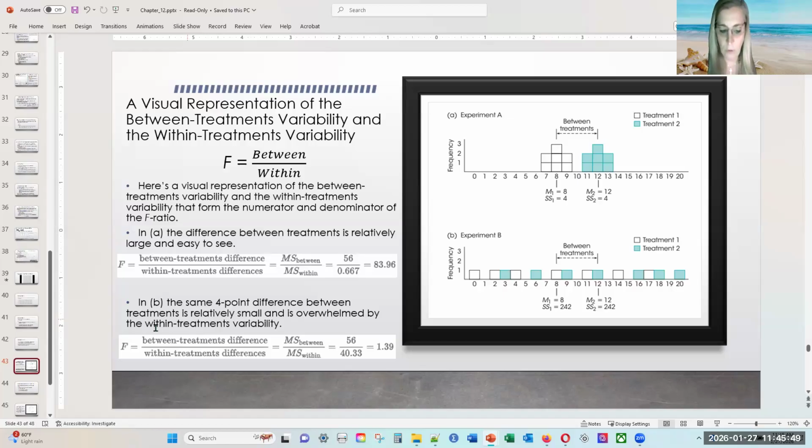But the within-treatments variability is huge, right? You know that because you can see how all the scores are scattered and overlapping each other. And look, the sum of squares for this one is 4, and the sum of squares for that one is 4. But here, the sum of squares for the first treatment is 242, same with the other group. And so it's very difficult to distinguish any difference between these two conditions.